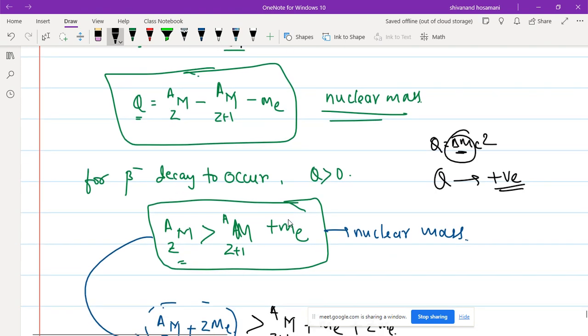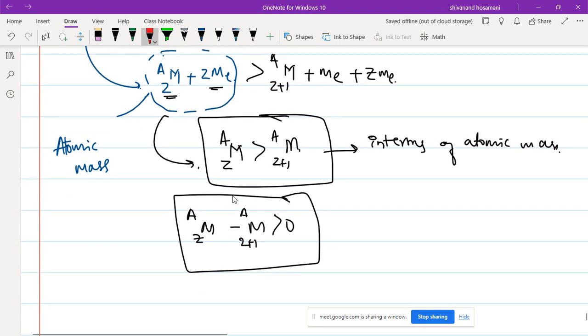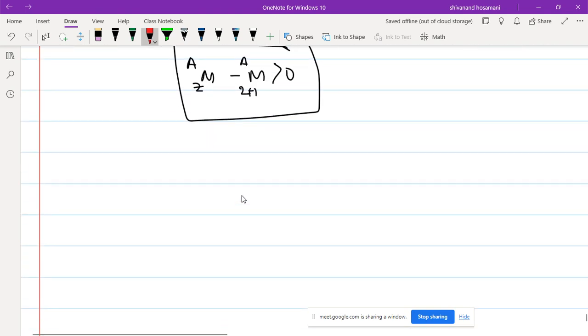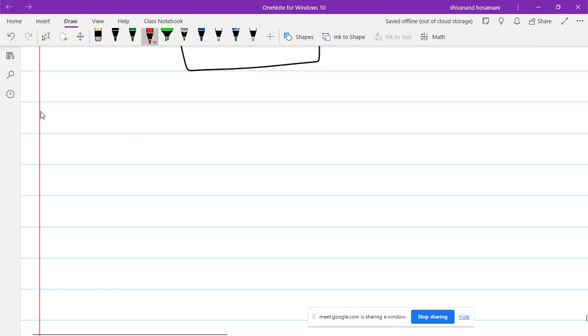So here, in terms of nuclear mass, we define that the reactant mass should be greater than the product masses. It is given like this. Even in terms of atomic mass we can represent the same content. So now let us discuss beta plus decay. That is the second part, beta plus decay.